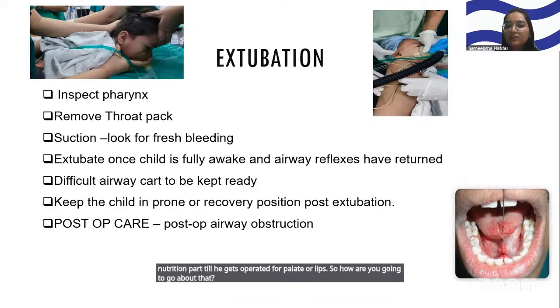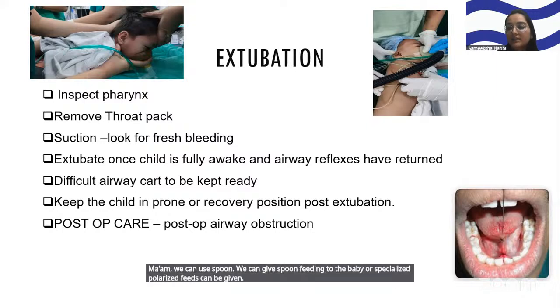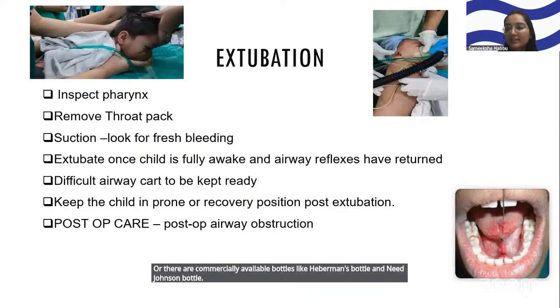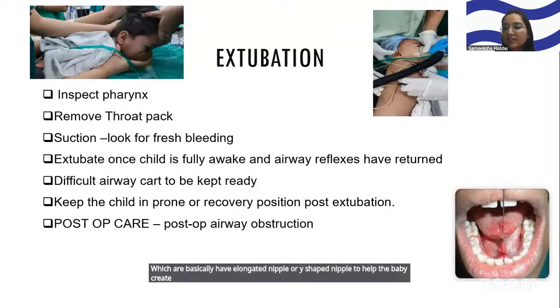Ma'am, we can use spoon feeding for the baby, or specialized palate feeders can be given. Or there are commercially available bottles like Haberman's bottle and Nestle Johnson bottle, which basically have an elongated nipple or Y-shaped nipple to help the baby feed. These bottles need less negative suction to feed the baby. So these can be used to feed the baby if lip and palate are not repaired.